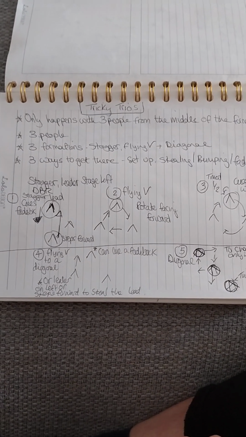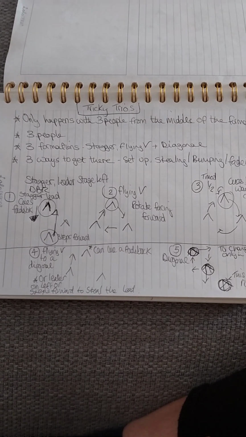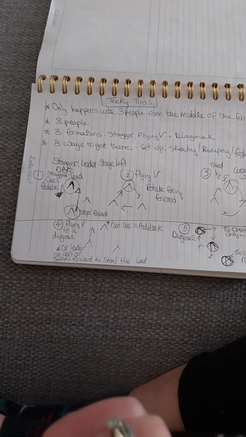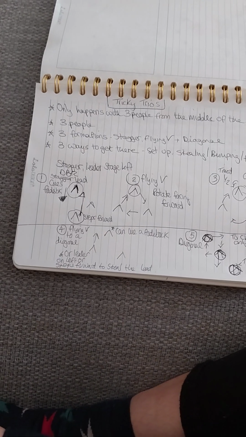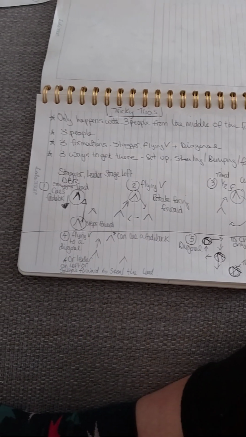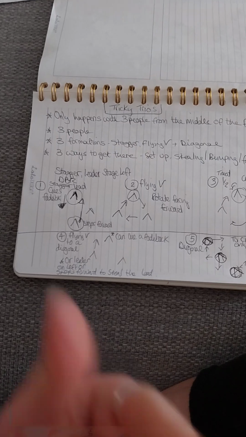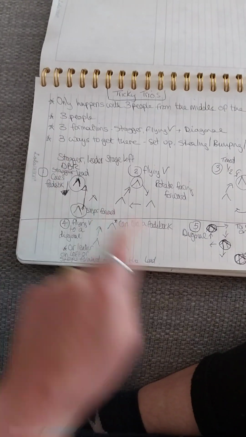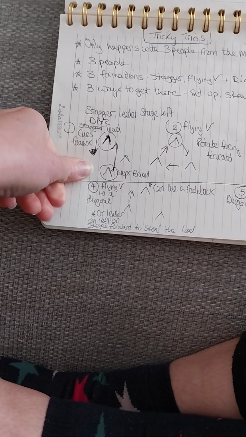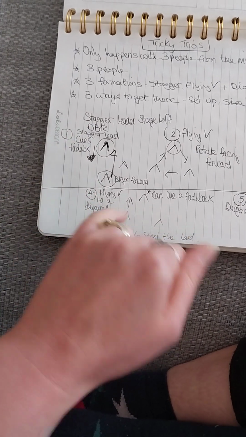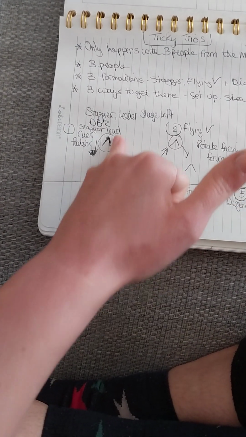Right, finally, we have tricky trios. Tricky trios only happens with 3 people from the middle of the formation. We have 3 people, 3 formations: a stagger, a flying V and a diagonal. And we have 3 ways to get there. We can set it up that way, we can steal, and we can use a fade back. So beginning with a stagger, leader stage left, downbeat right. The stagger leader can either cue a fade back to create a flying V, or this person here can step forward.